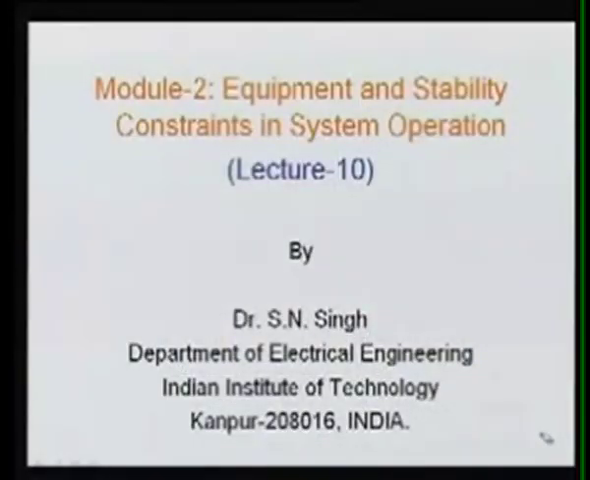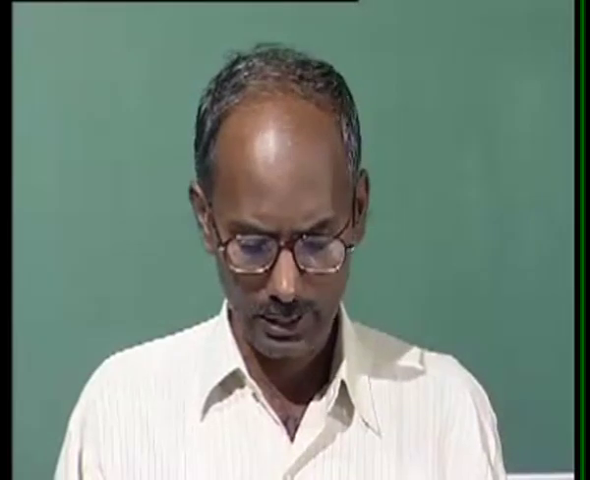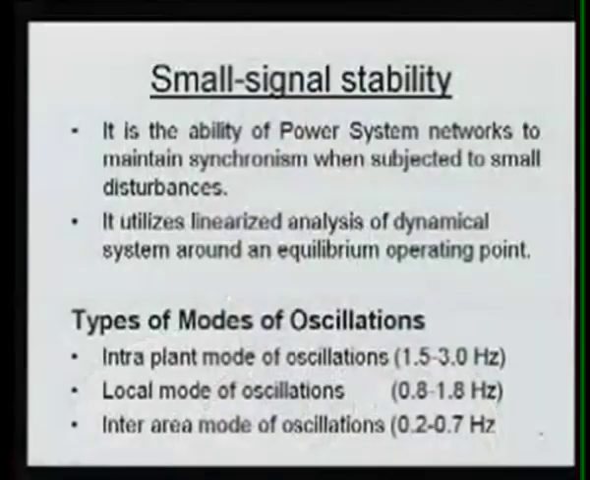In the previous lectures we saw transient stability and the ways to improve it. We also discussed various methods to analyze the stability of the system. Small signal stability, as I want to recap because I have already given this definition, is the ability of power system networks to maintain synchronism when subjected to small disturbances.